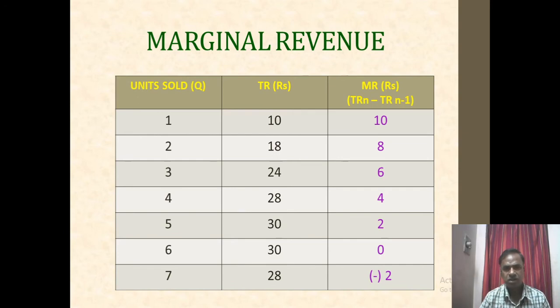So you can see the numerical example here. By selling one unit, 10 rupees is the marginal revenue. By selling two units, the addition to the total revenue, you see here, 10 to 18, means 8, or 18 minus 10, that is 8. Then by adding one more unit, the third unit, the total revenue is 24. 24 minus 18, 6. 28 minus 24, 4. 30 minus 28, 2. So likewise it will go. So from this we understand that marginal revenue can be 0, and it can also be negative.